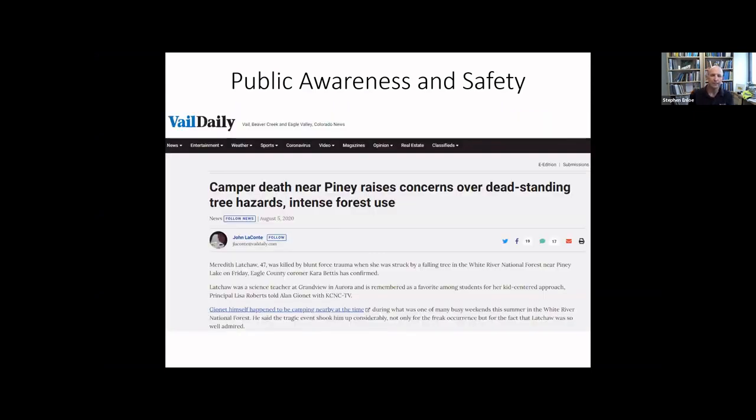Finally, dead standing trees. This is an issue. This was not from a herbicide treatment, just dead standing trees in the forest where recently a hiker was killed by a dead standing tree. We really want to think about this carefully when we're using hack-and-squirt type treatments where we do leave dead standing trees, because we certainly don't want this linked back to an invasive plant treatment.